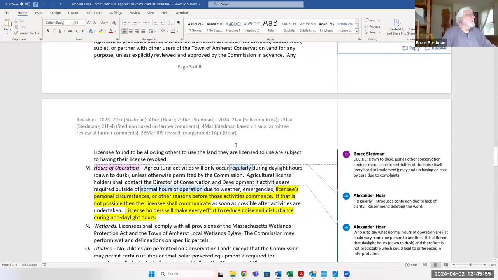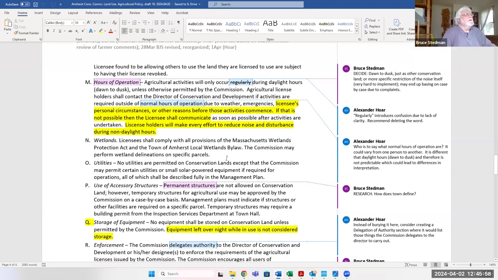Section M, hours of operations. The main point I made here is consistency between dusk and dawn and normal hours of operation. We've got "regularly," and then we've got dusk and dawn versus another time frame. I think we should leave regular out. I agree. I put a line through it. And who knows what normal hours of operation are? That's in the eyes of the world.